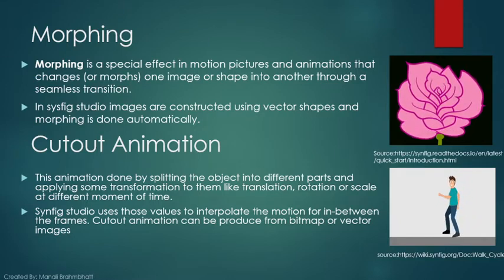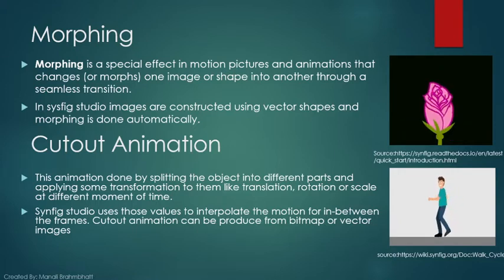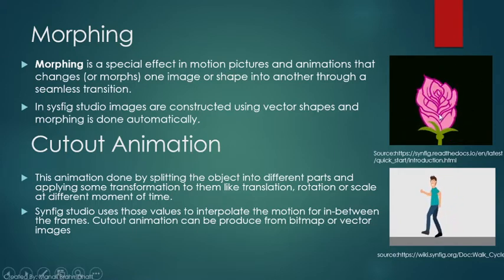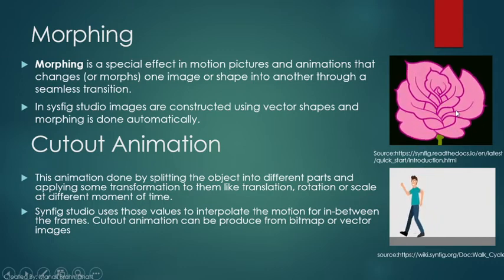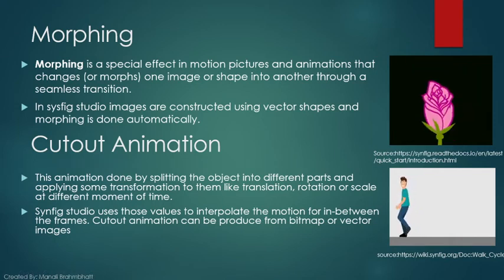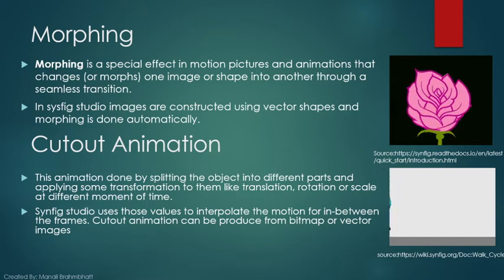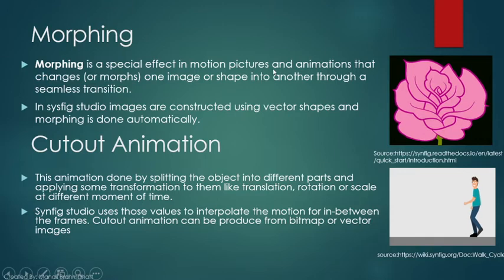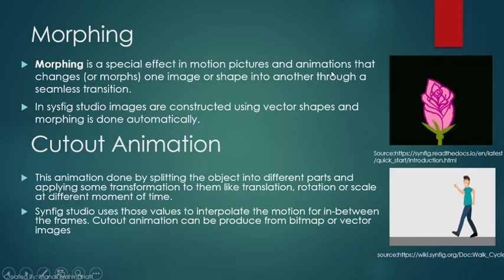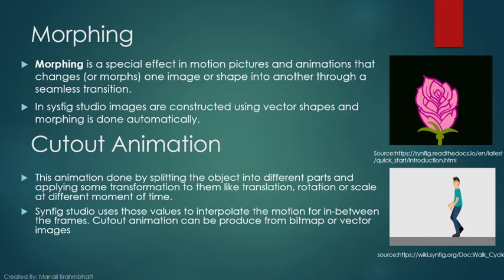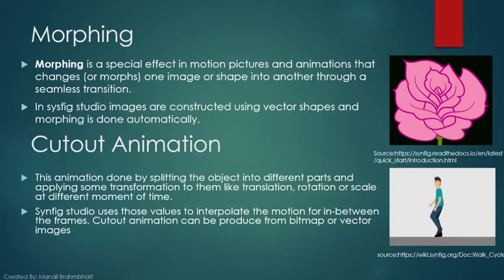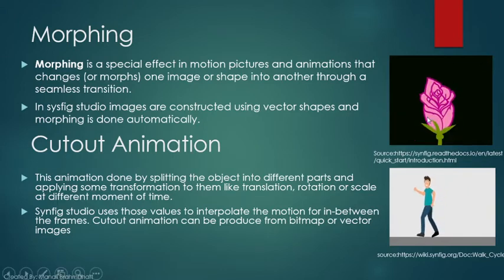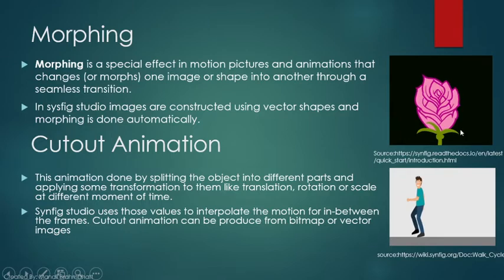So basically, morphing is a special effect in motion pictures. You can see on the screen that this is the morphing technique, where the rose completely blossoms, you can say completely grows. It's a growing procedure of a rose. So the motion picture and animation that changes one image or shape into another through a seamless transition, right? So you can see the complete growing procedure of the rose.